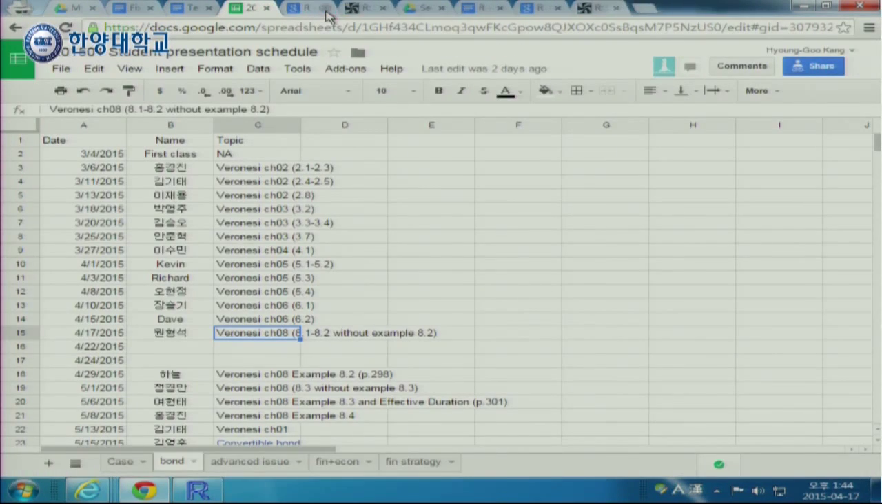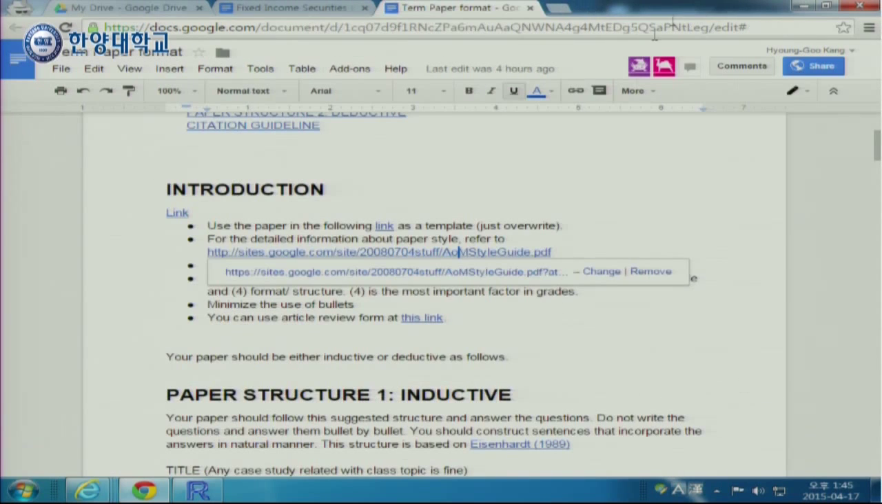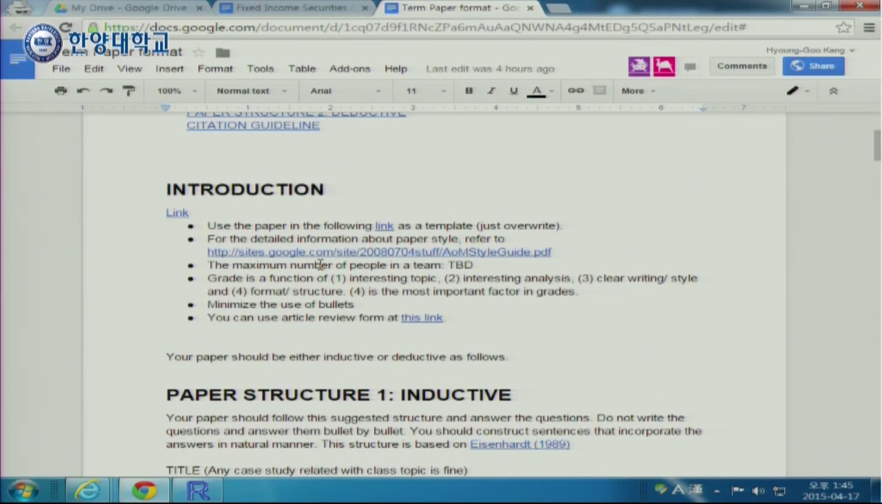And then let me close the others. It is now unnecessary. Yeah. And then, no, it is not a team. It is not teamwork. So you have to do it alone. And then grade is a function of interest topic. Let me skip. Minimize. This is important.